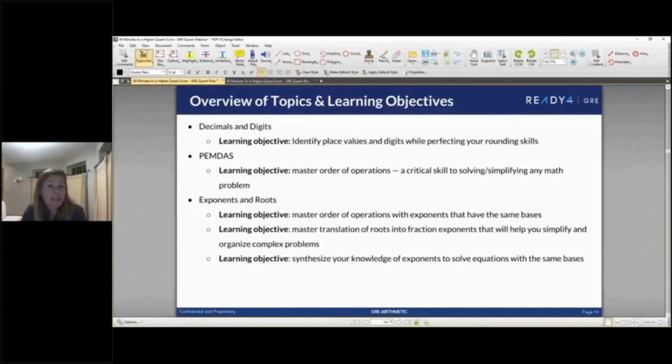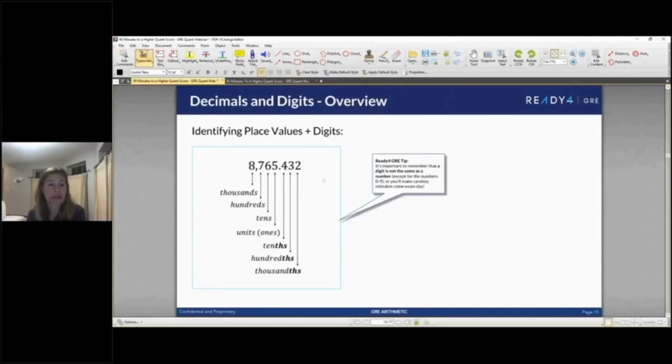So, like I said, the topics that we're doing tonight are decimals and digits, PEMDAS, and exponents and roots. Starting out with decimals and digits, these should be pretty clear to most people, and I just want to highlight for the folks who are not original speakers of English, there's a difference between what we call the tens place and the tenths place. So everything behind the decimal point, this way, has the TH in it, right? Tenths, hundredths, thousandths, okay? So these are your place values.